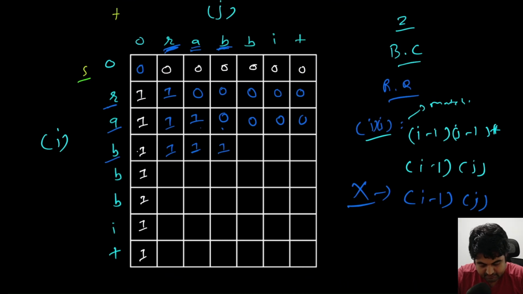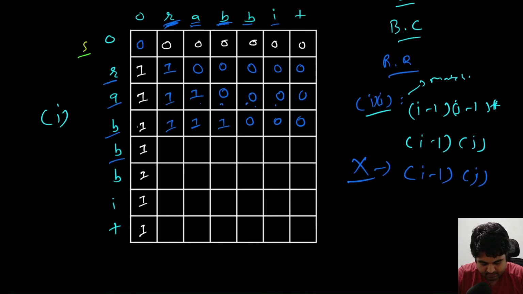Okay, once again B and B match, so the sum of these two is going to be 0. Once again B and B do match, so the sum of these two is still going to be the same. Sorry, once again B and I do not match, so value from the top, and then B and T do not match, so value from the top.